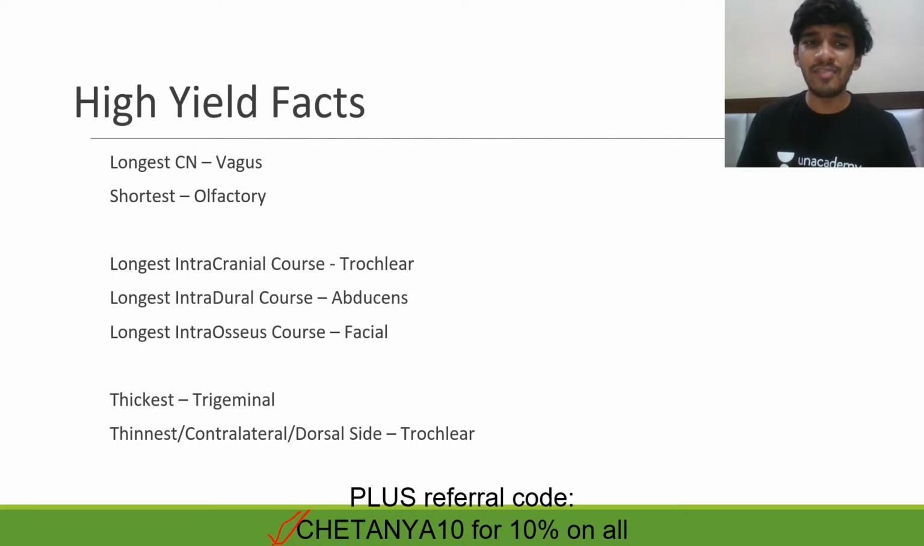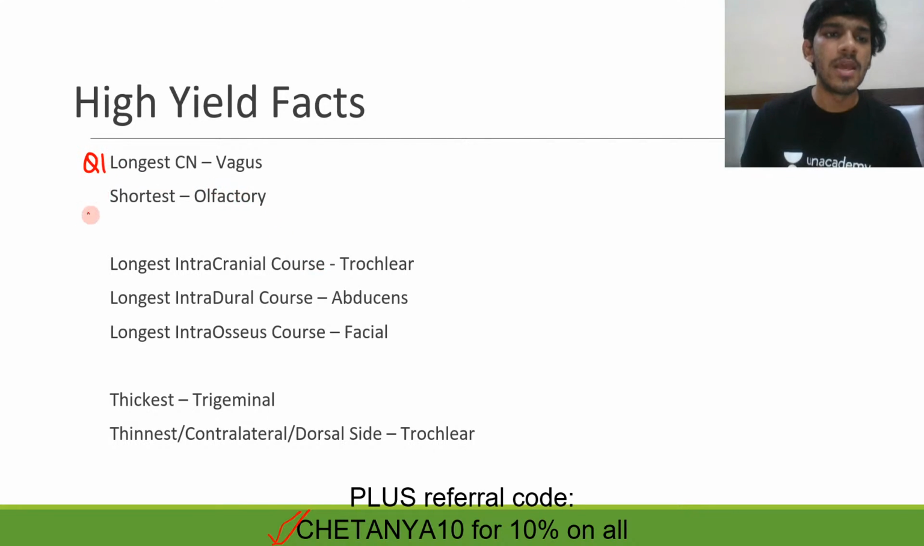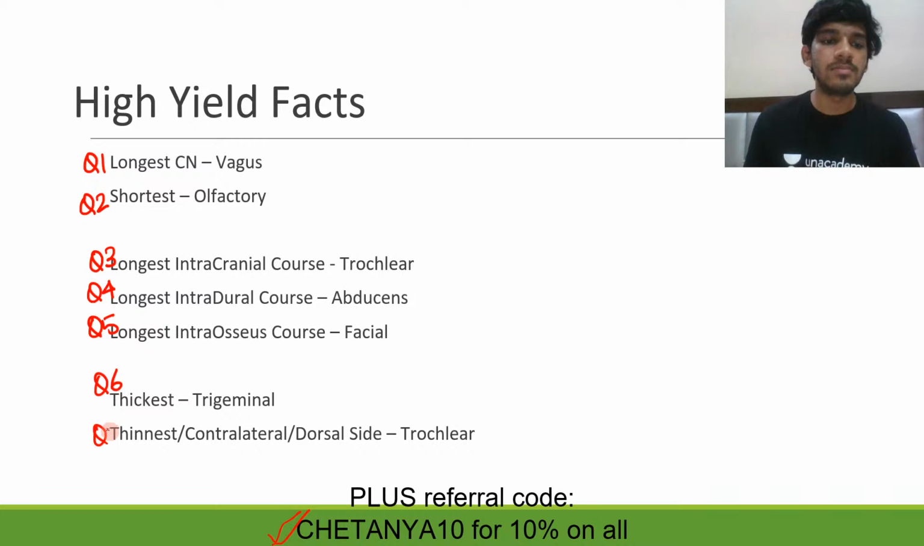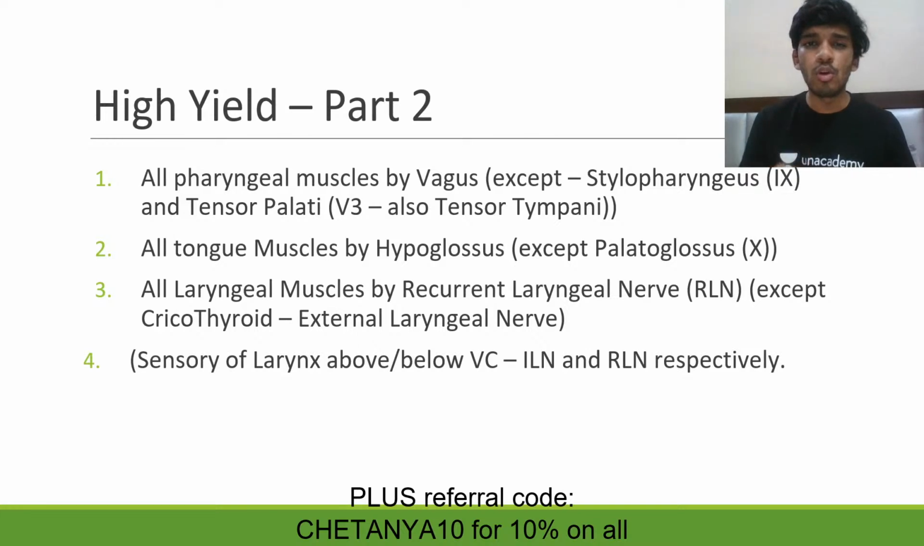So these were some high yield facts जो आपके सीधा सीधा MCQs आएंगे. Question 1 is the longest nerve, shortest nerve, longest intracranial course, longest intradural course, longest intraosseous course, thickest nerve and thinnest nerve. ठीक है, तो ये 7 questions done. उसके बाद I told you some statements to remember. Alright, और ये आज हम अच्छे से डिटेल में डिस्कस करने वाले हैं.